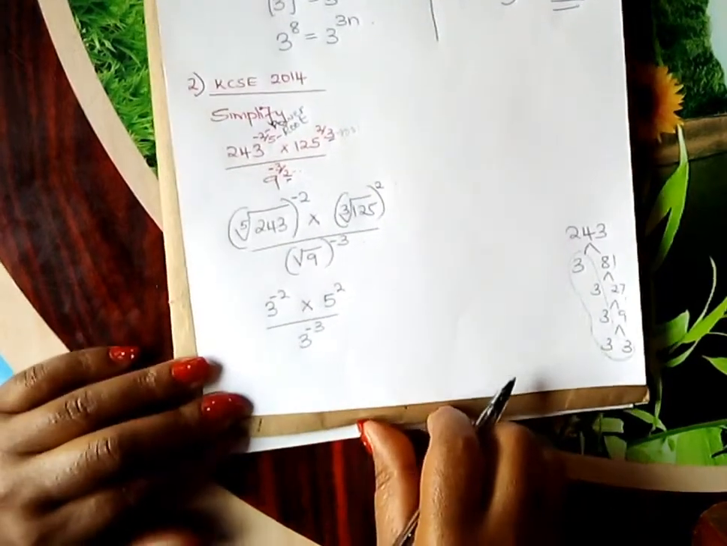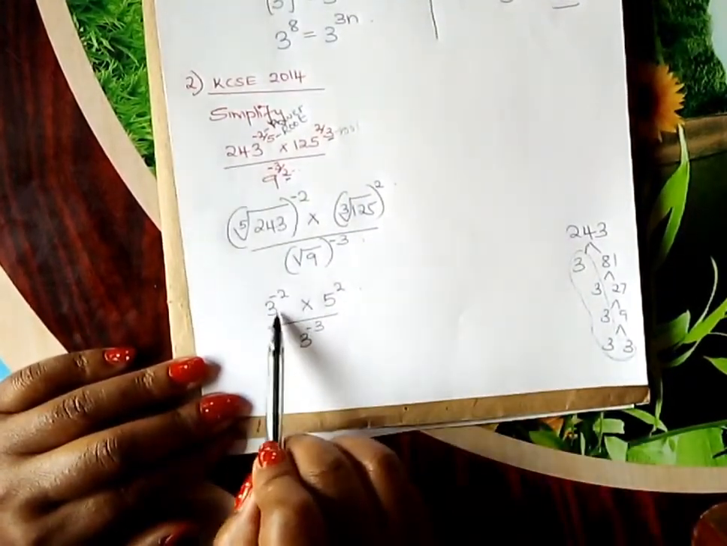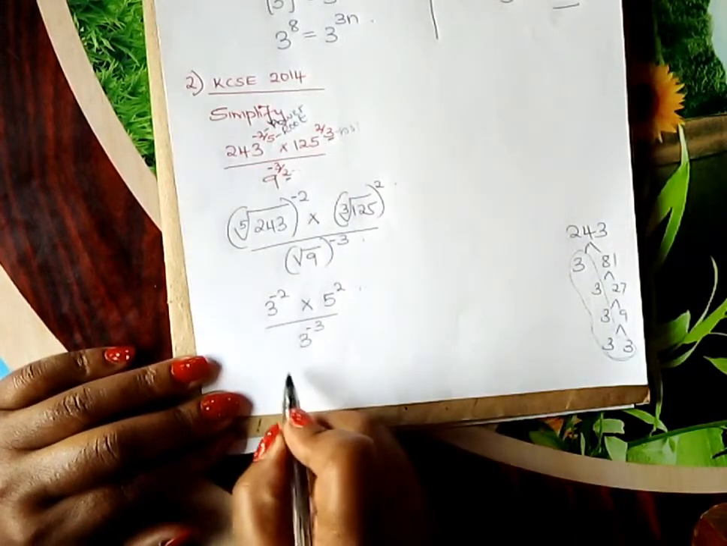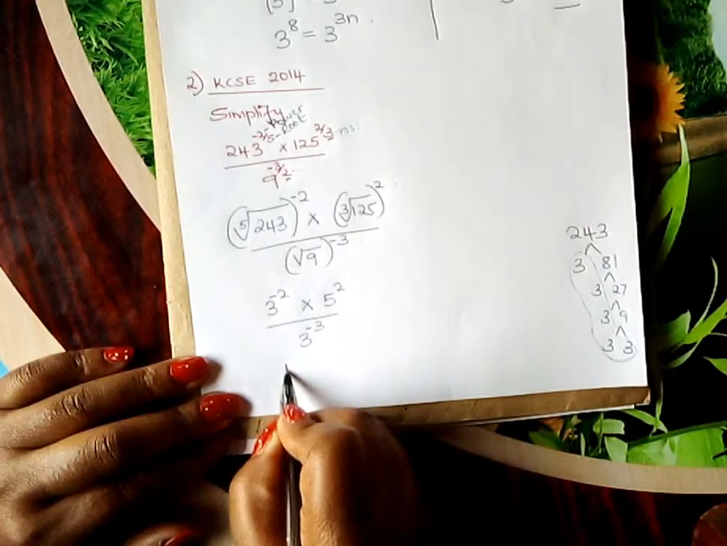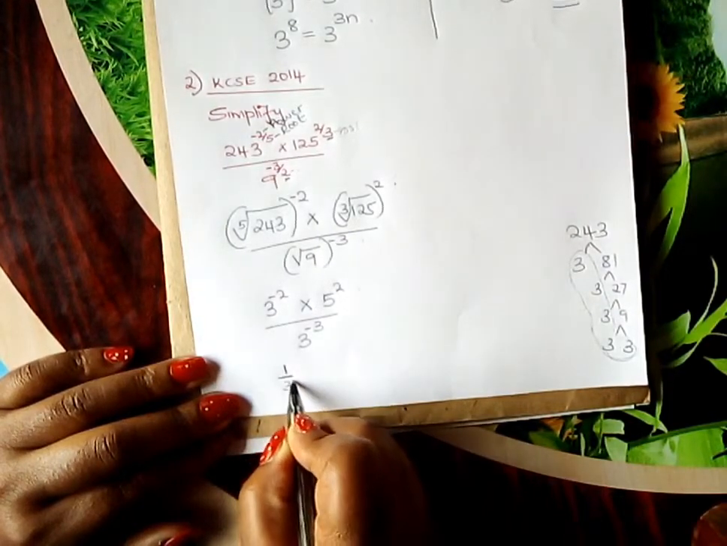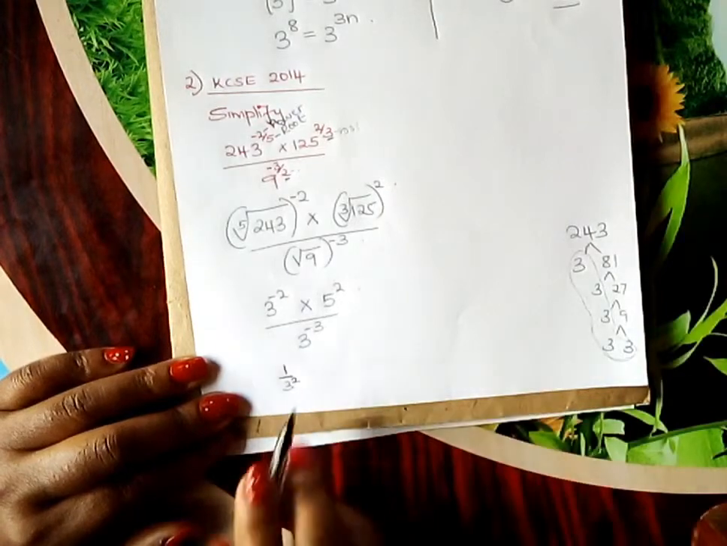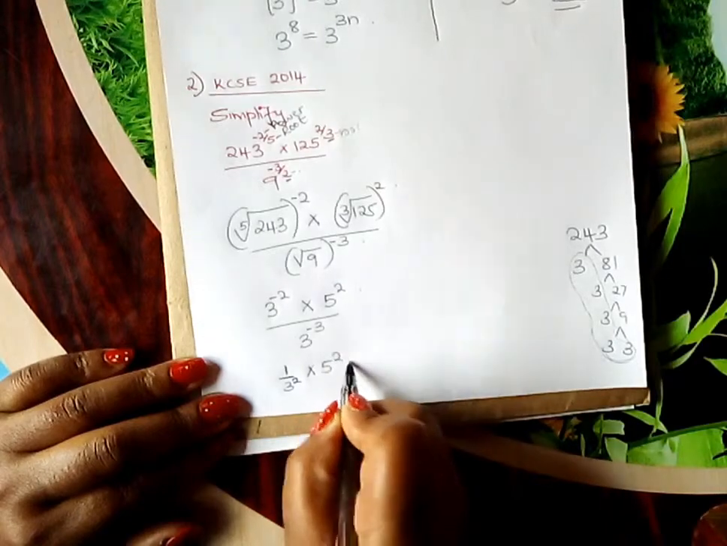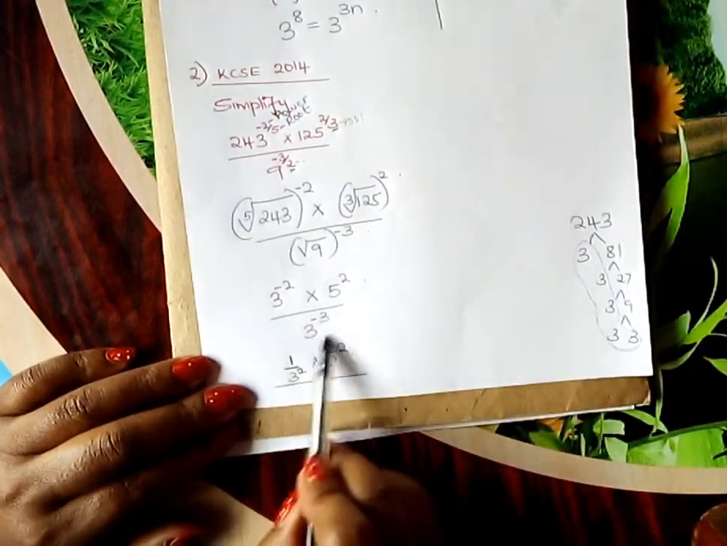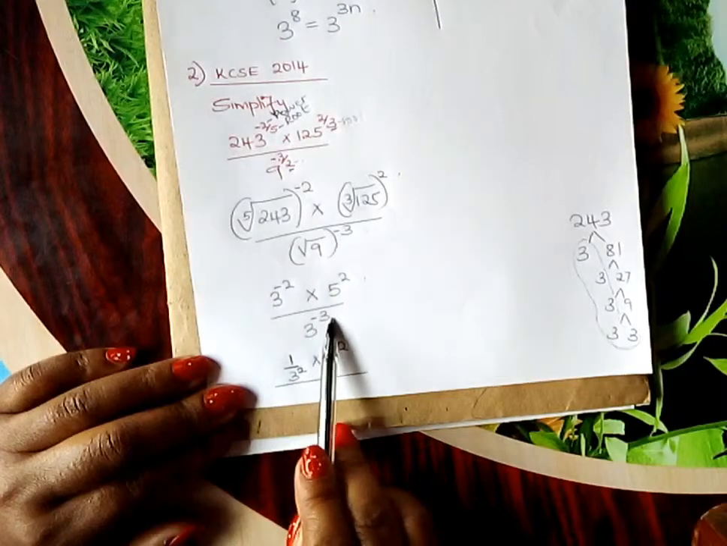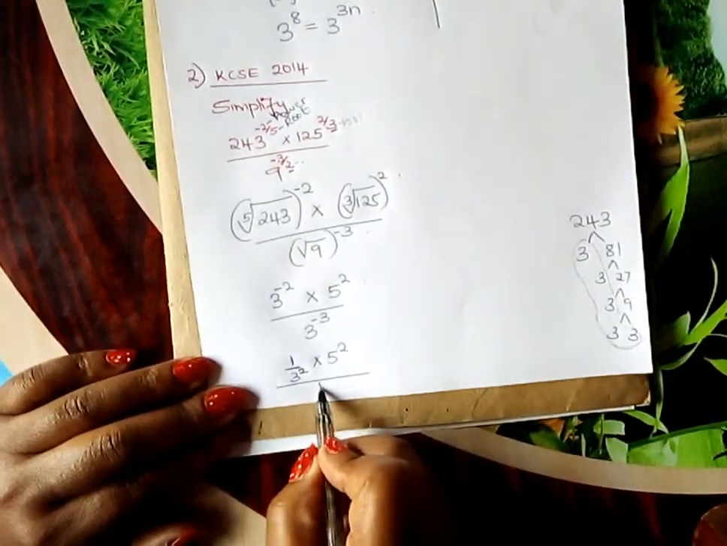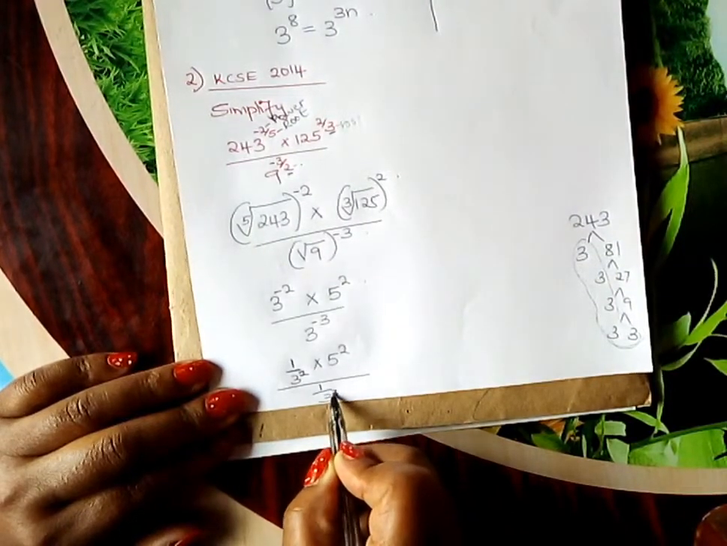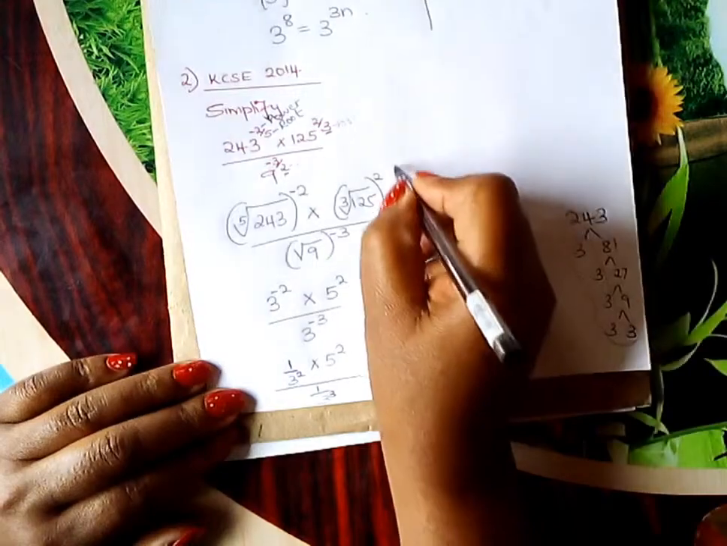Good. So learner, from there we come to these. 3 raised to negative 2 is what? Any number raised to a negative power is the same as the fraction 1 over the number, but now raised to a positive power. So it is 1 over 3 squared, times 5 squared, which is 25, divided by, we come down here again and do the same. Any number raised to a negative power is the same as 1 over the number raised to a positive power, so raised to 3.